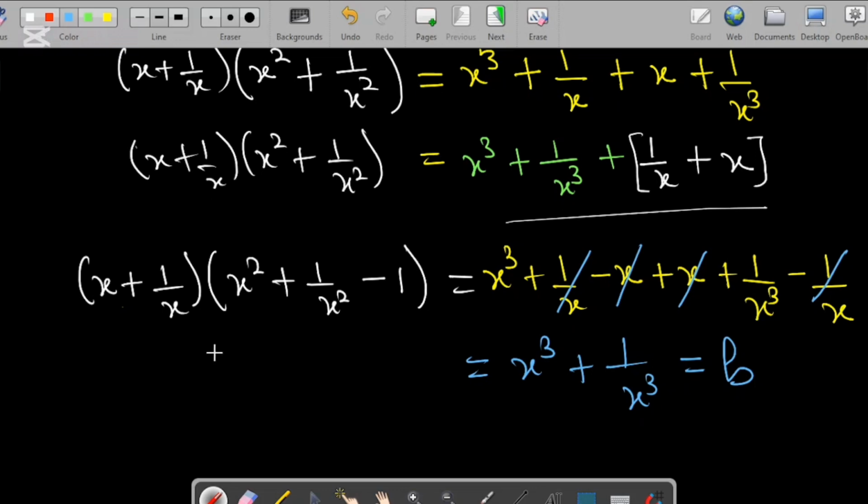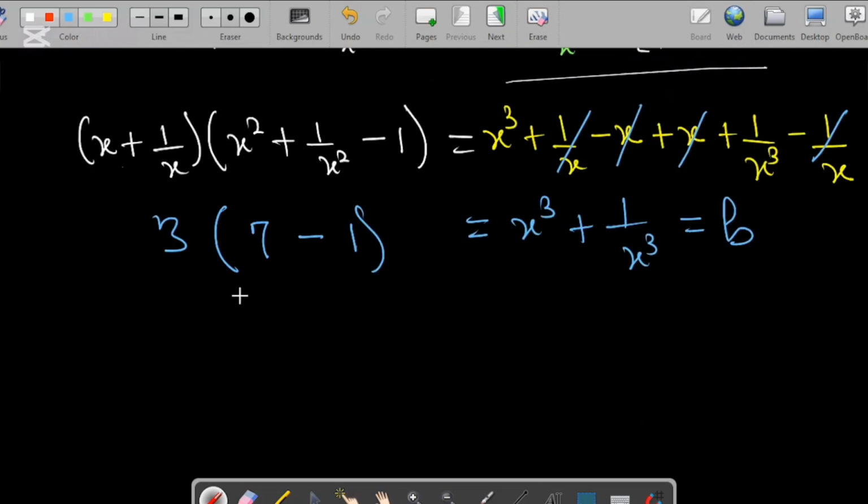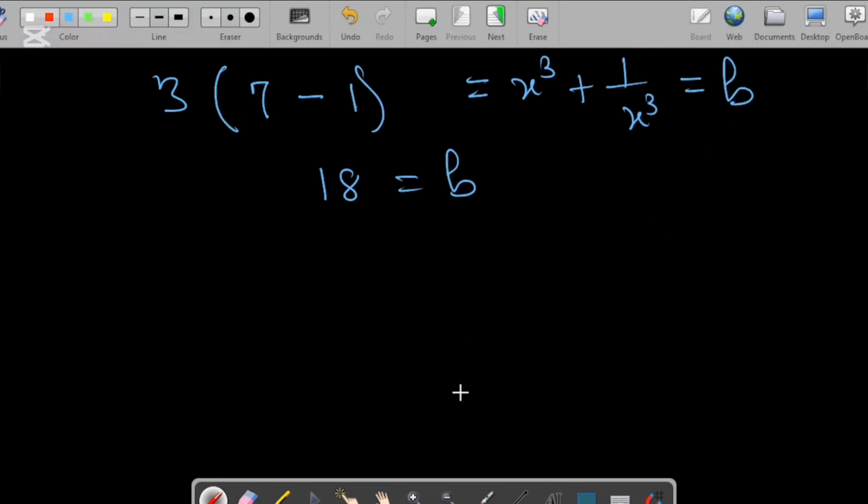So at this time now, I can now come to the left hand side and do my substitution. So what is my x plus 1 over x? That's 3 into bracket. What is x squared plus 1 all over x squared? That is a. And my a is 7. Then minus 1. So because I needed only numbers. And so this is going to give me 3 times 6, which is 18, is equal to b. And so you are done.